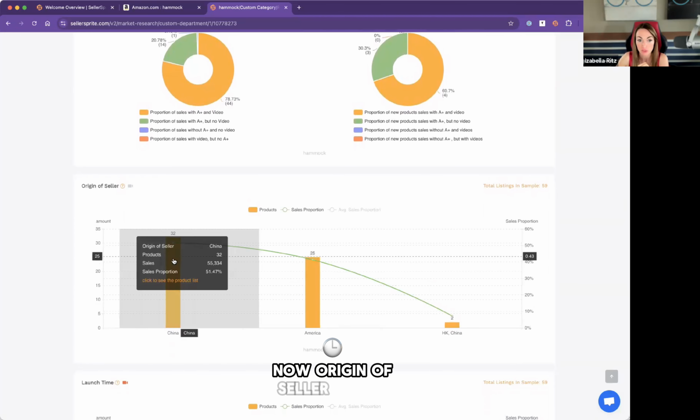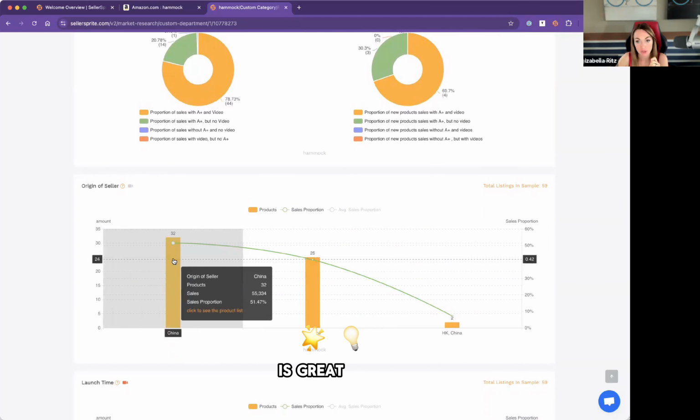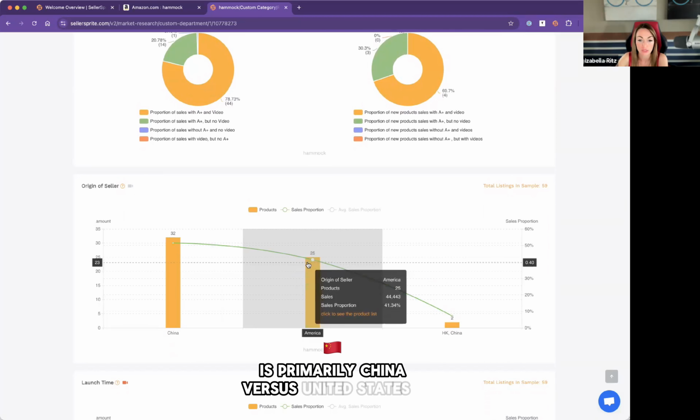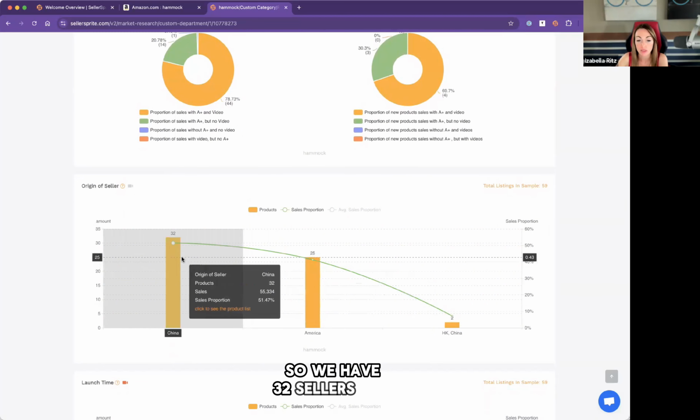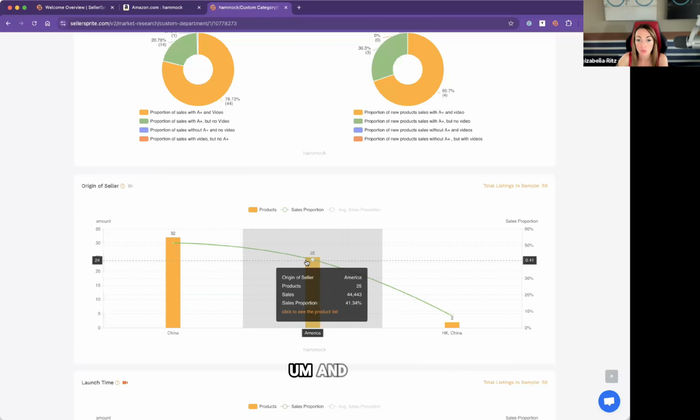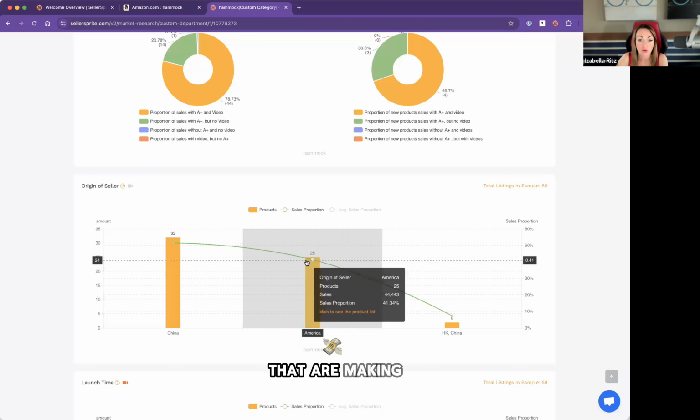Now, origin of seller, this is a great thing to know, because if it's a saturation of overseas sellers, this is probably not where you want to go. And origin of seller for this product, for example, is primarily China versus United States. We have 32 sellers that are making approximately 55,000 sales, and we have 25 sellers that are making 44,000 sales. So it's kind of 50-50.